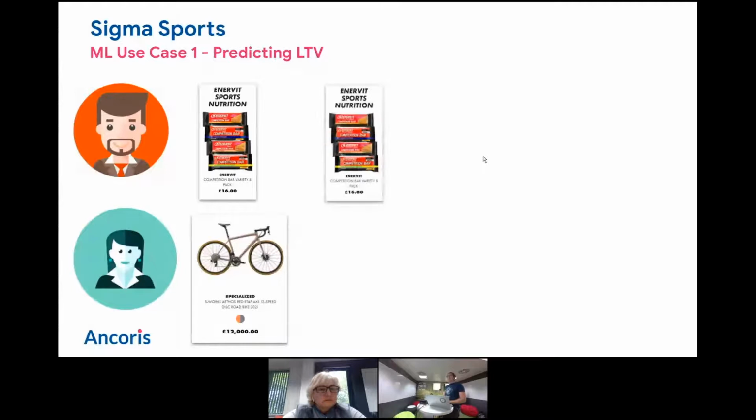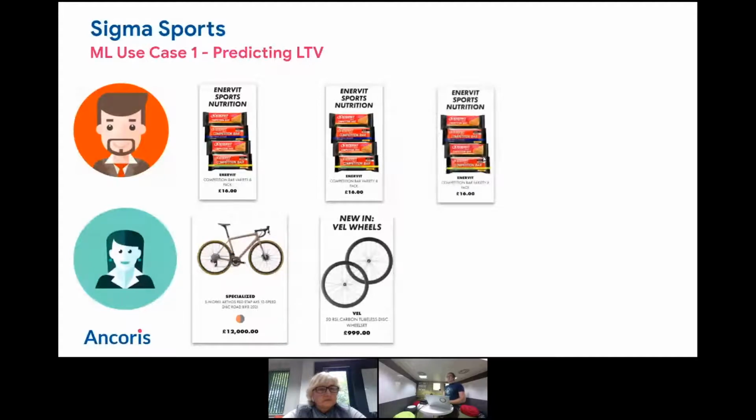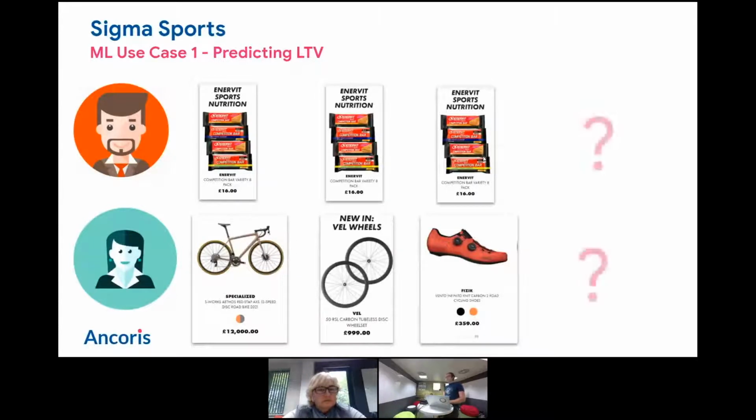And in month 2, Bob buys some more energy bars. Jane buys a nice set of carbon wheels for £999. Month 3, no surprise, Bob's come back for more energy bars. Jane this time has gone for a really nice pair of shoes, £359. And this is what we're trying to get to in LTV.